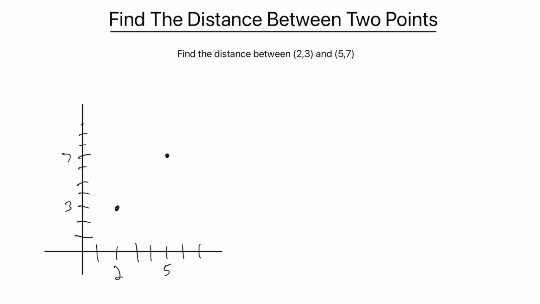In this video, we're going to go over how to find the distance between 2 points. So the first problem is we're going to find the distance between (2, 3) and (5, 7). So our first point has an x value of 2 and a y value of 3. And our second point has an x value of 5 and a y value of 7. So we're going to use rise over run.